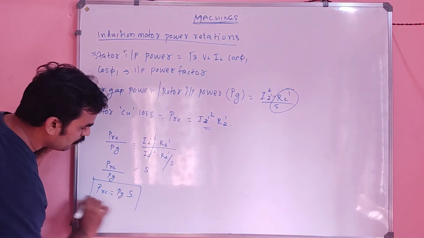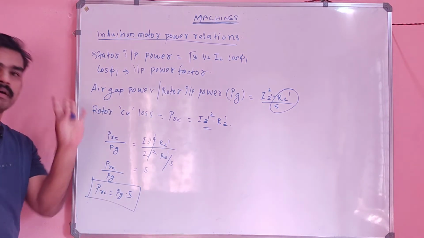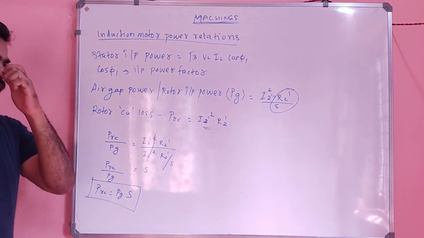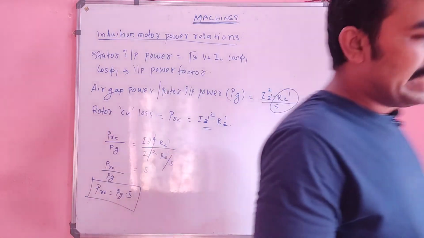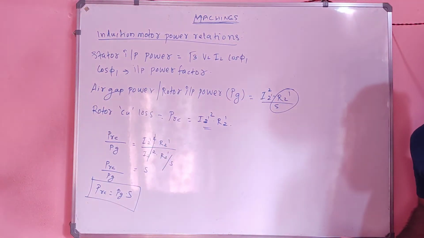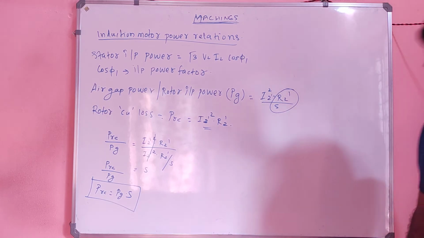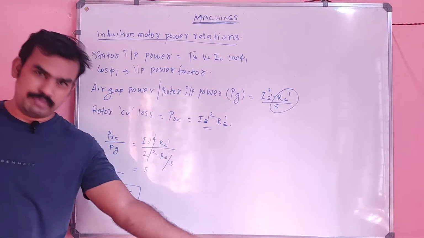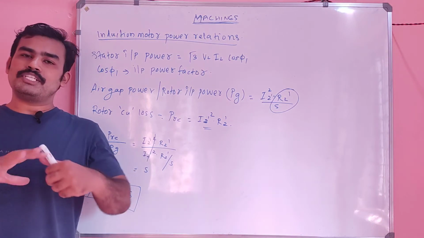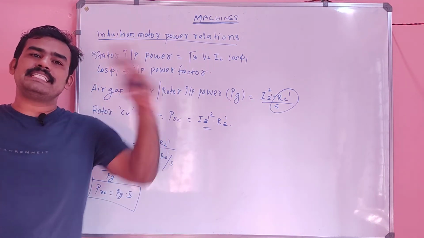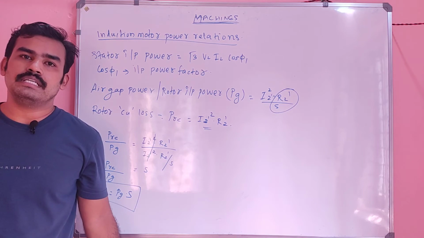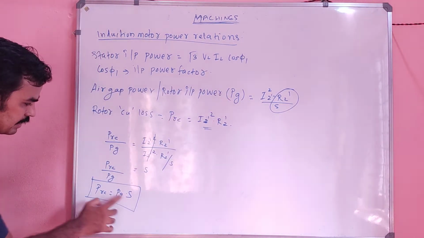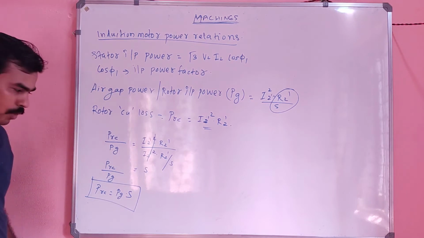Very, very important. Only you have to remember this. You don't need to remember all of this, only this. The rotor copper loss will be equal to S into the air gap power, or the rotor input power. How much power you fed to the rotor? It is PG. How much power is wasted as the rotor copper loss? It is nothing but S times the input power.